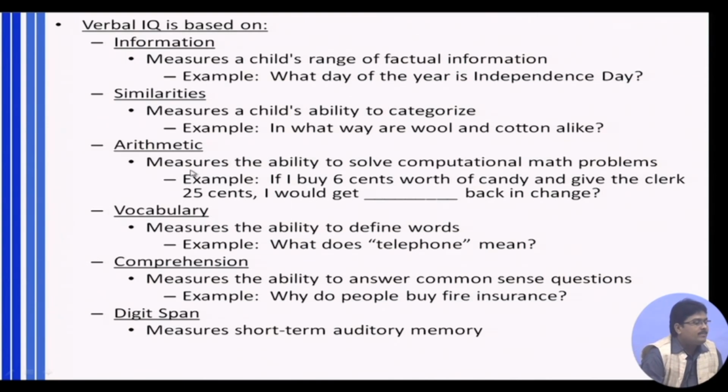In terms of arithmetic ability, it is the ability to solve computational math problems. For example, if I buy 6 cents worth of candy and give the clerk 20 cents, I would get dash back in change. This is how we measure the computational ability of students. In terms of vocabulary, it refers to the ability to define words. For example, what does telephone mean?